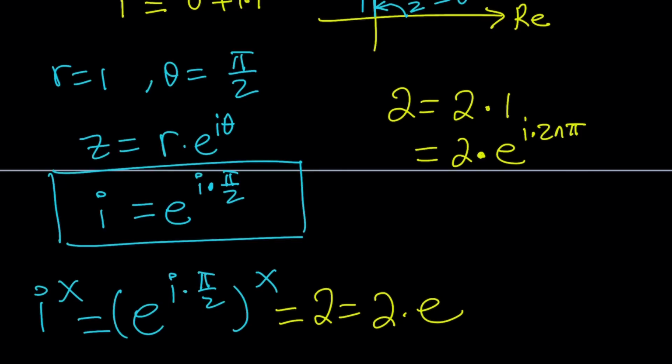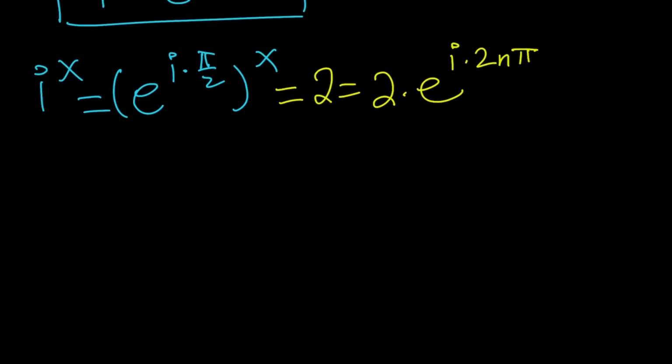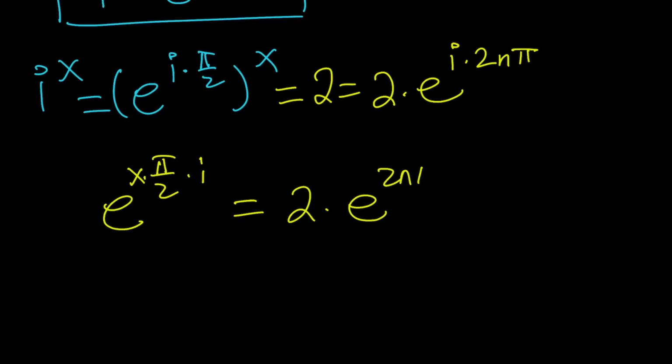Let's go ahead and do it, and then we're going to simplify this expression. Let's get rid of the i to the x and multiply these together. So we can write this as e to the power pi over 2 x times i equals 2 times e to the power 2 pi i. I just wanted to write the i at the end. Doesn't matter, no big deal. Obviously, the i doesn't cancel out because 2 doesn't have an i in it.